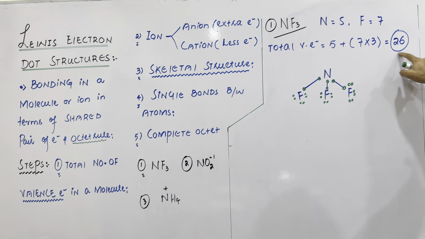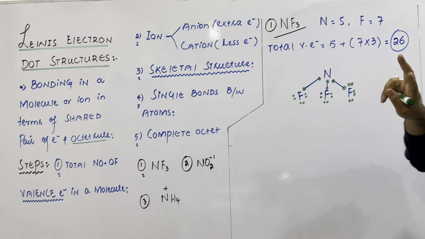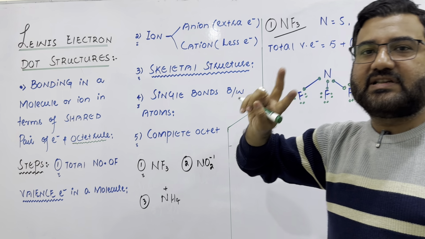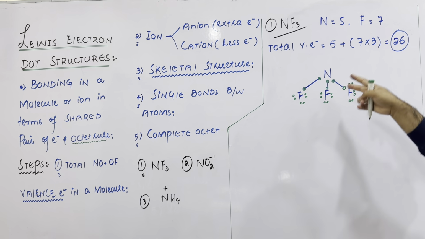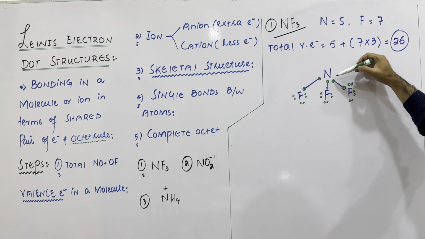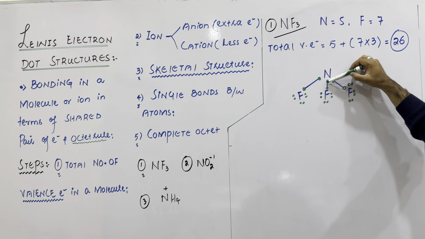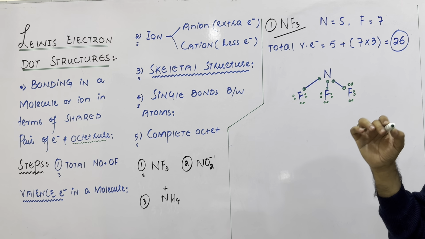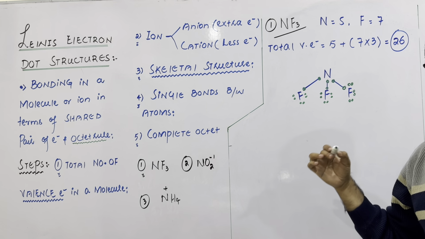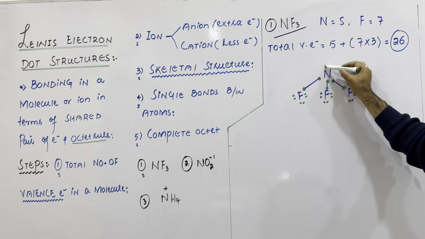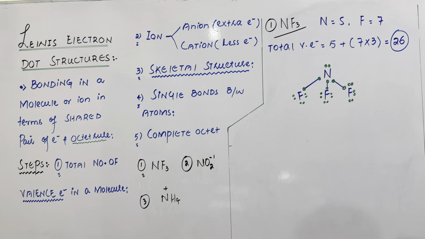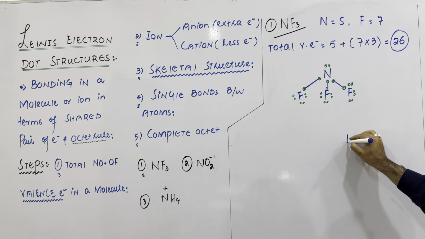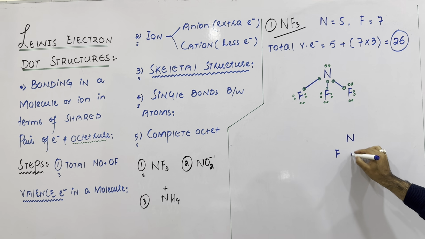How many total valence electrons are there? 26. It means we have just two valence electrons left, which will be used to complete the octet of the nitrogen. Now let us look into the nitrogen. In this case, nitrogen has 1, 2, 3, 4, 5, 6 electrons. In order to complete its octet, the remaining 2 electrons will be given to nitrogen, and thus its octet will be completed. My dear students, its dot structure can be written as something like that.